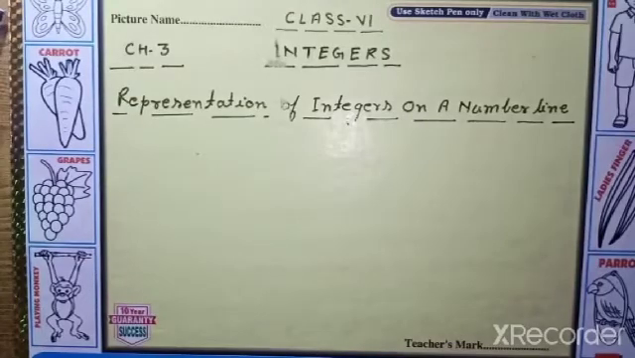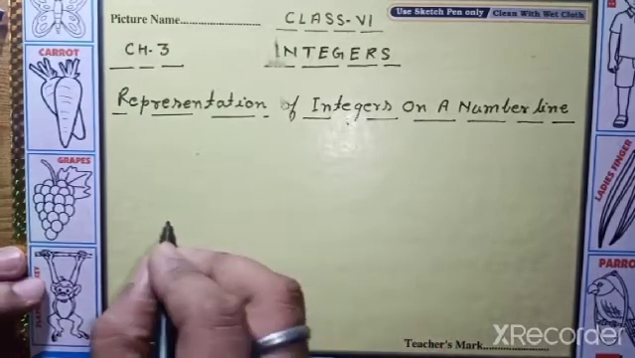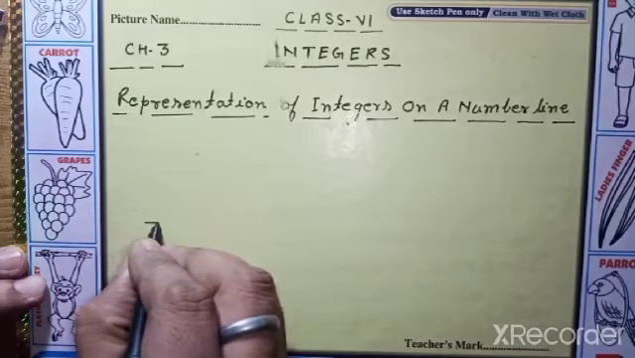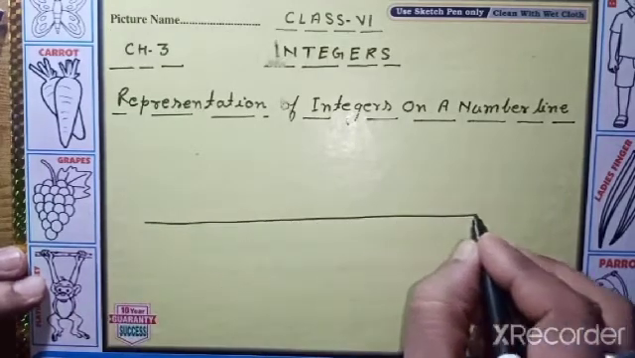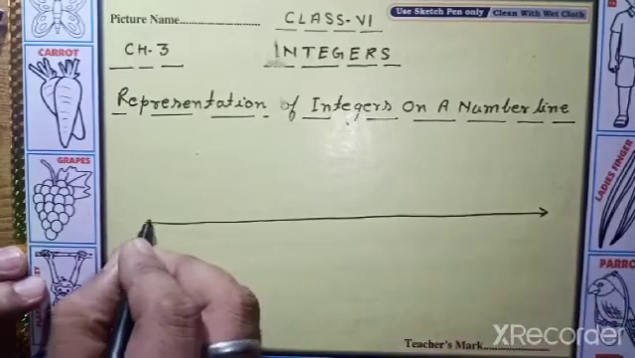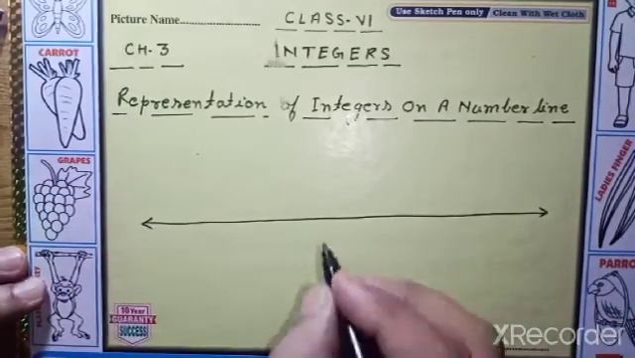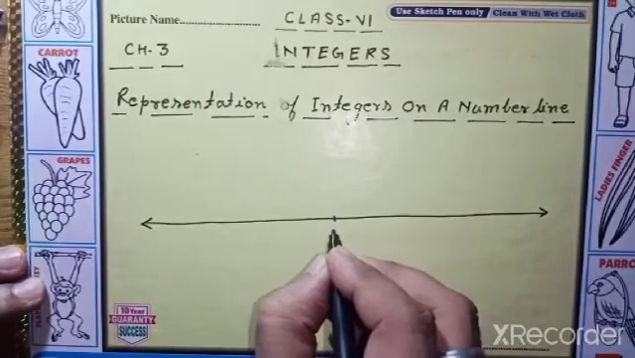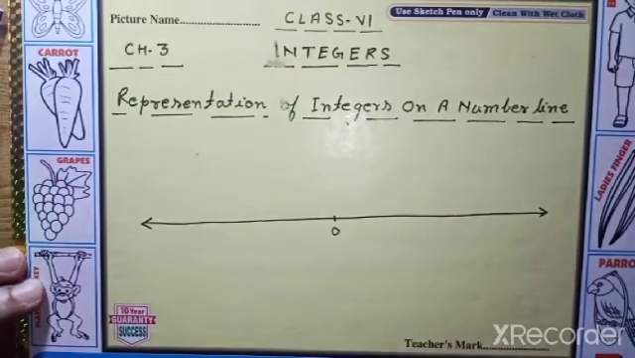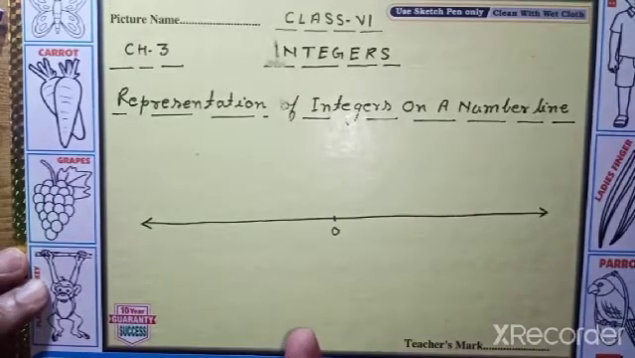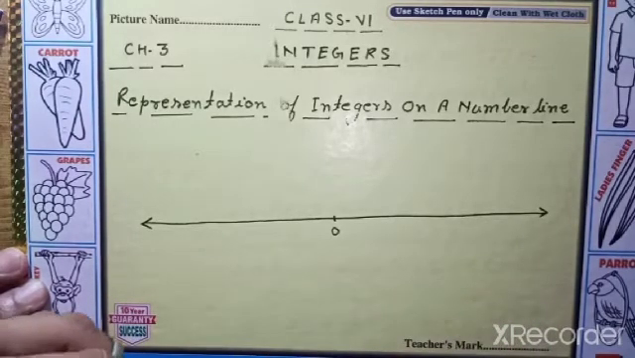Good morning, students. Today we will start the integers topic: representation of integers on a number line. So first, number line: a line on which we have arranged the integers. This line is called a number line. Here, suppose that this is O, the origin. Now we write the positive integers on the right side of the origin and the negative integers on the left side of the origin.